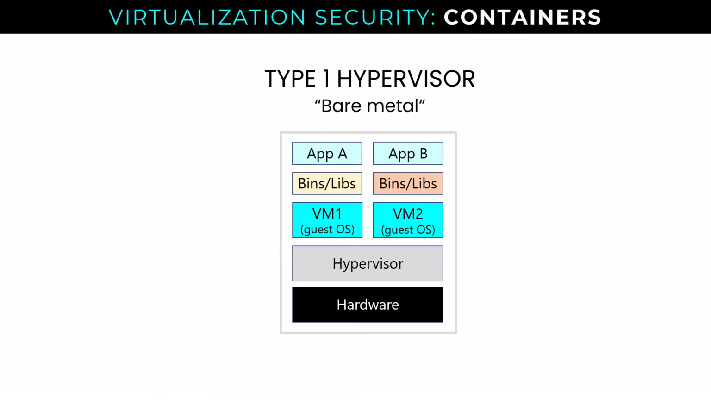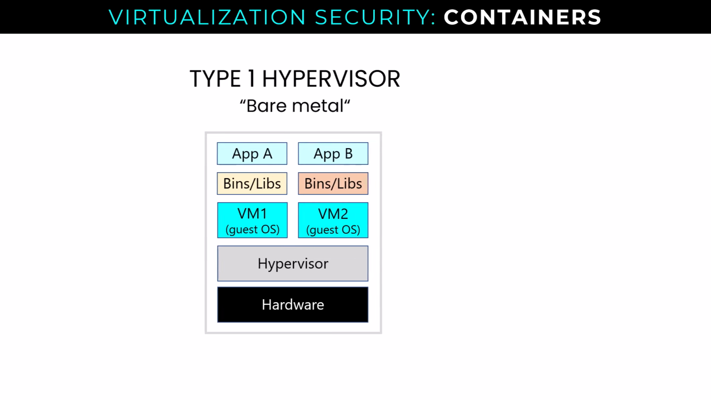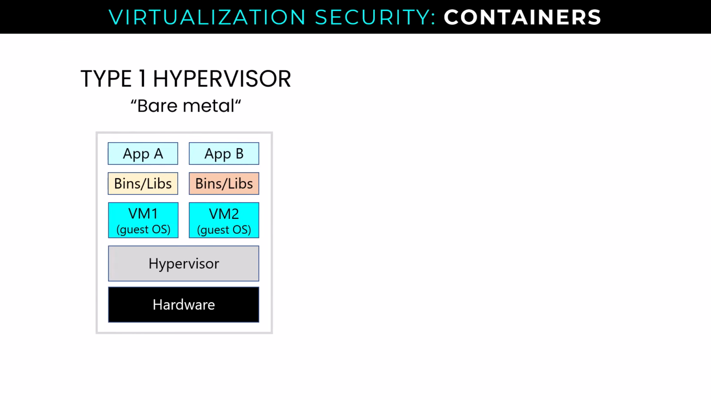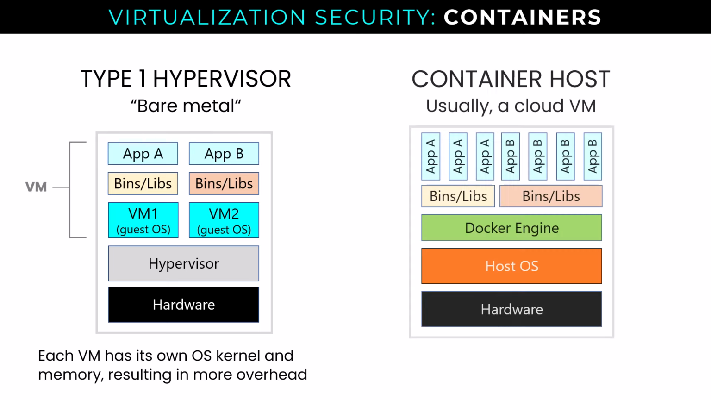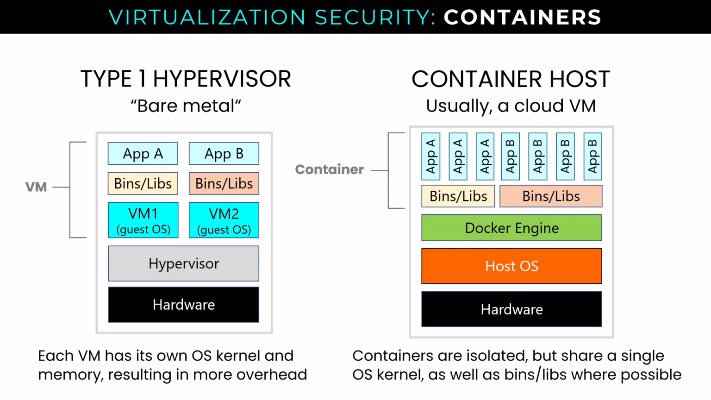What's the advantage? So here I have a Type 1 hypervisor, a bare metal hypervisor like ESXi, KVM, or Microsoft Hyper-V. So let's look at this hypervisor in a virtualization scenario with a VM, where each VM has its own OS kernel and memory. But we look at a container host where the containers are isolated but share a single OS kernel as well as binaries and libraries where possible.